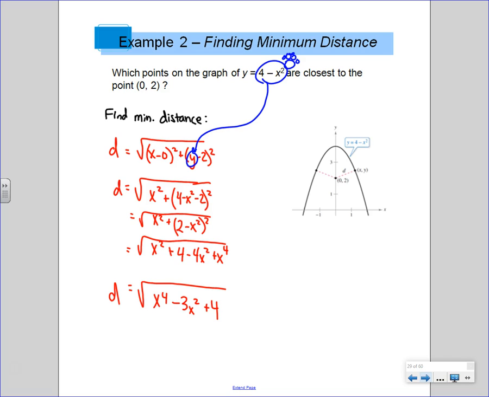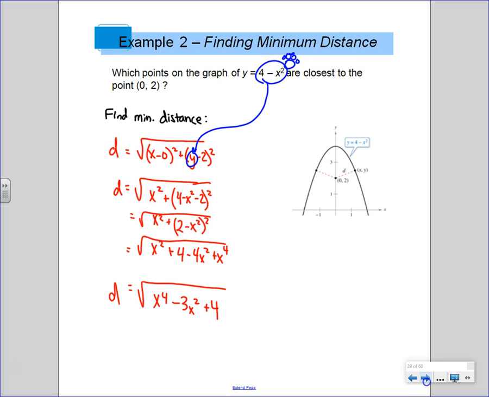Do we want to remember that the minimum d will occur at the same place as the minimum d squared? We talked about how the lowest distance will happen at the exact same point as the minimum square of the distance. If 5 is lower than 8 is lower than 11, isn't 25 lower than 64 lower than 121? Yes. So the lowest value will also have the lowest square.